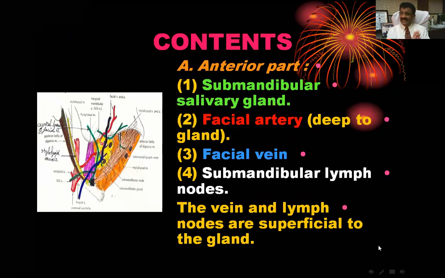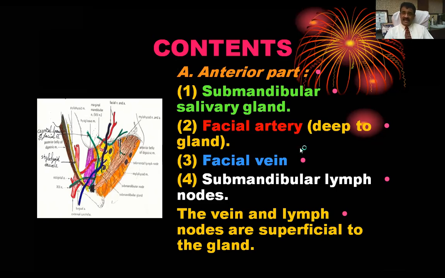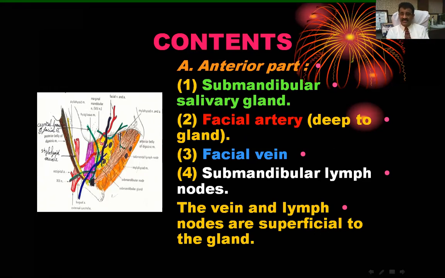Now what are the contents of the submandibular triangle? We divide the contents into two parts: the contents in the anterior part of the triangle and the contents in the posterior part of the triangle. The contents in the anterior part are the submandibular salivary gland. This is a big gland. Another is the facial artery, deep to the gland. The facial artery is a branch of the external carotid artery. Then the facial vein and a group of submandibular lymph nodes. So mainly the submandibular gland, submandibular lymph nodes and facial vessels. The lymph nodes and the vein are superficial to the gland. You can see in this diagram.